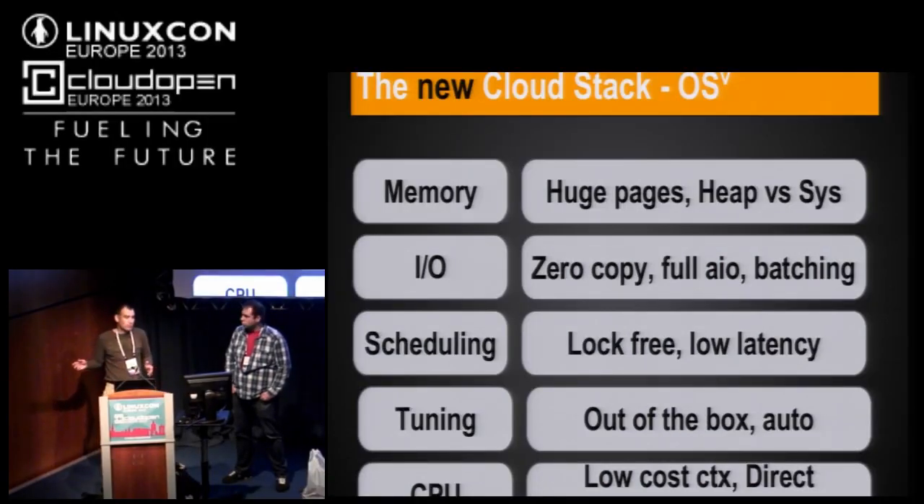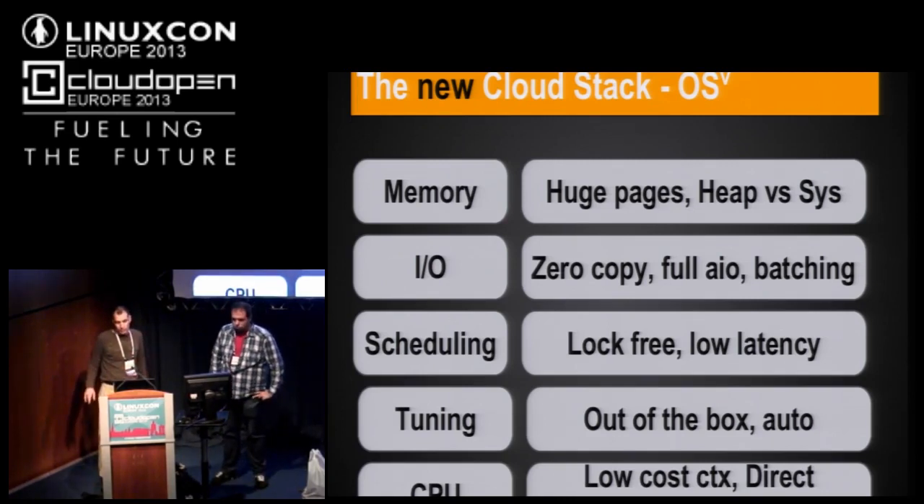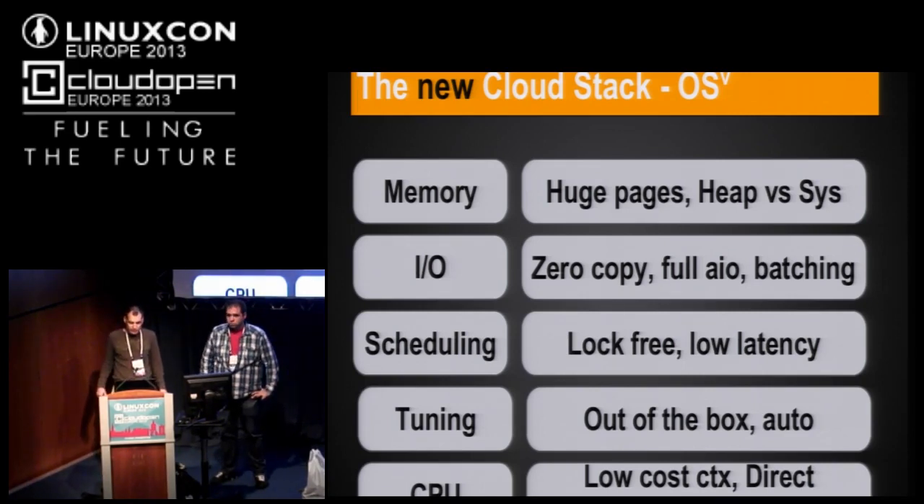In terms of memory, we're using huge pages to reduce the memory access latency. We have sharing between the JVM heap and the system memory, so that you don't need to configure each of them separately, but it dynamically changes according to requirements. We have improvements to I/O, and since we're in a single address space, that's very easy to do. We are making scheduling improvements.